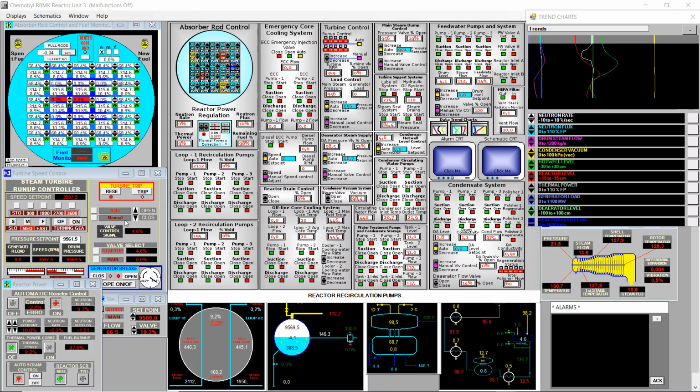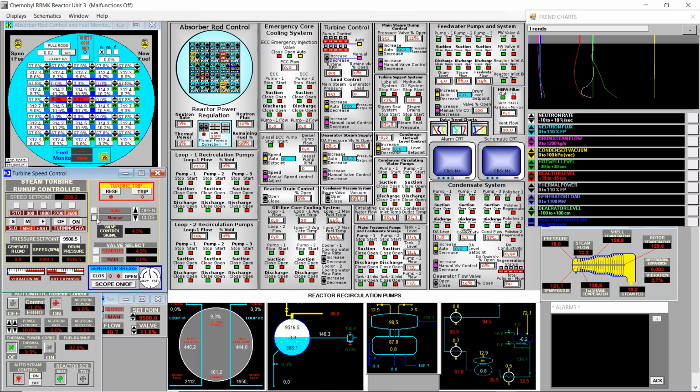Come on, what's the problem? I will switch to manual, open the valve a bit, and switch back to auto. Okay, much better now. 994.3, but it's decreasing. It should not be decreasing. What's the matter with that? Is it because of the poisoning? No, we still have available reactivity.